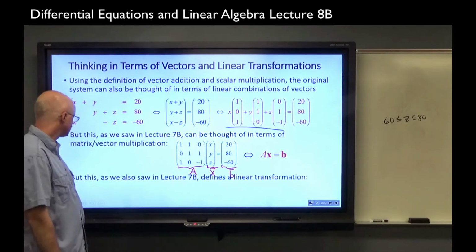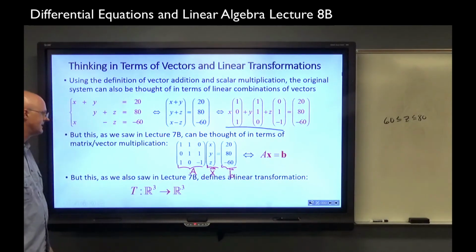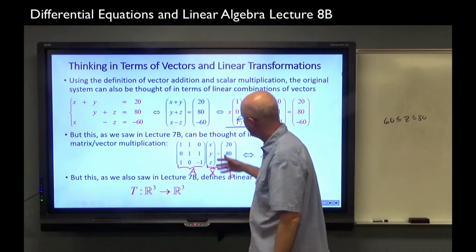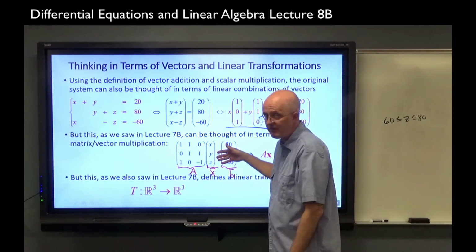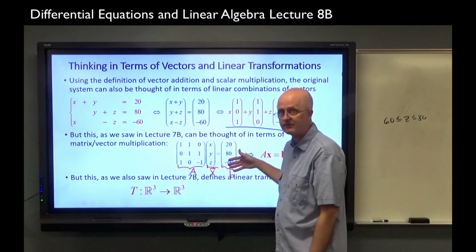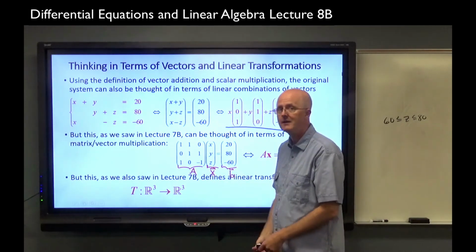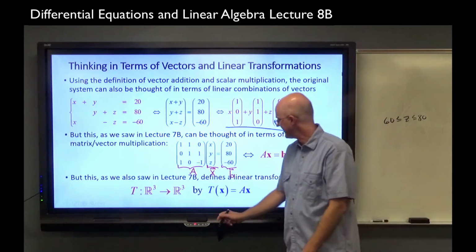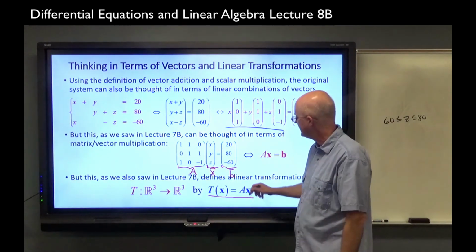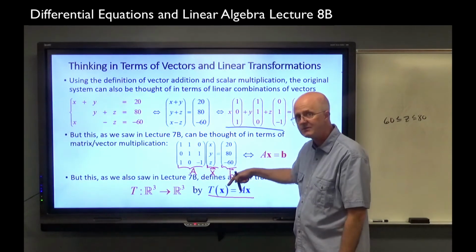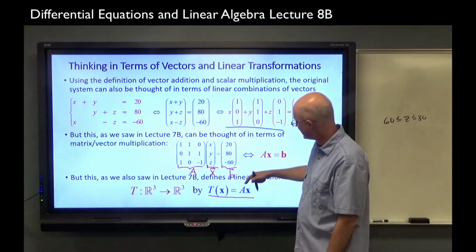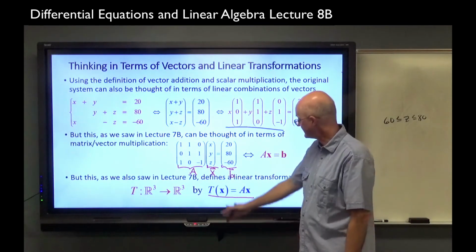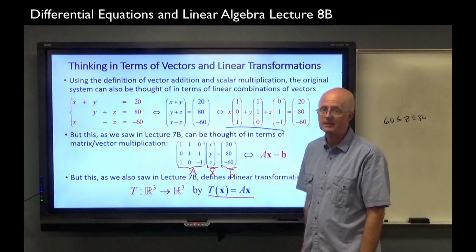And it can be related to linear transformations, in this case from R3 to R3. This vector is three-dimensional, the input vector, so to speak, and the output vector is three-dimensional, R3 to R3, defined by T of x equals A times x. And as emphasized in lecture 7b, this is T of x, that's function notation, say the word of. This is A times x, that's a matrix times a vector, say the word times. But this is an equation that defines the linear transformation.